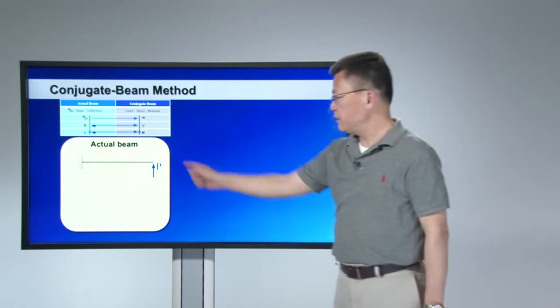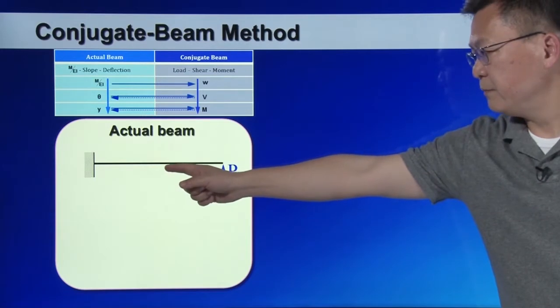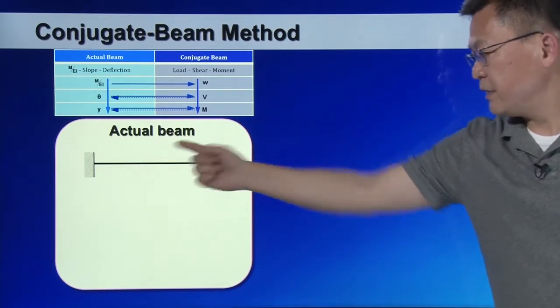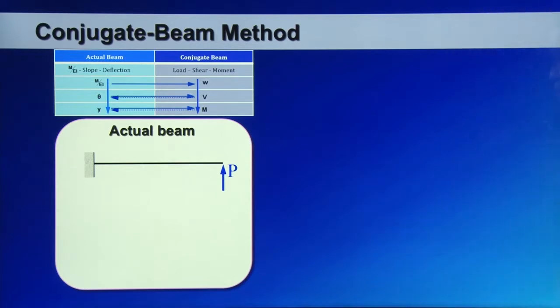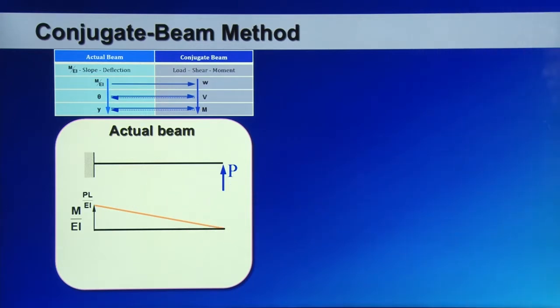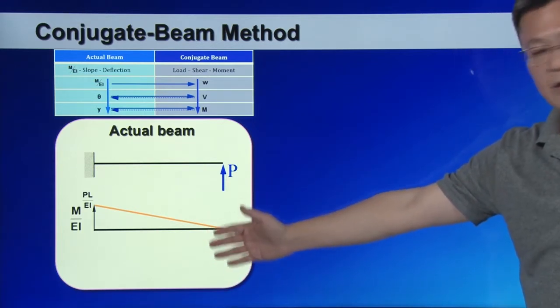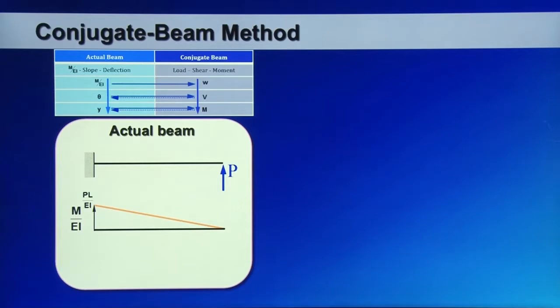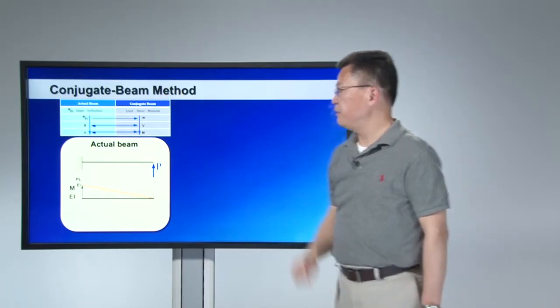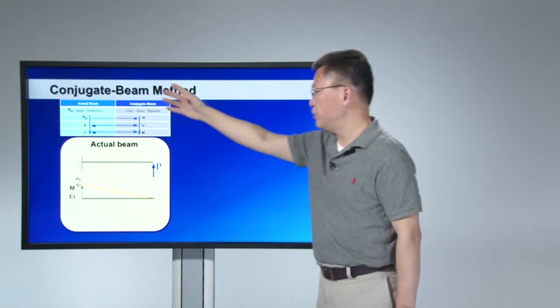Let me use one example to illustrate this concept. This is a cantilever beam, clamped on the left, and there's a point load P pointing upward. You can do equilibrium calculations and find the bending moments and M over EI plots. So instead of using direct integration or moment area calculations, we can try this conjugate beam method. But the idea is you need to convert from the left to the right first.